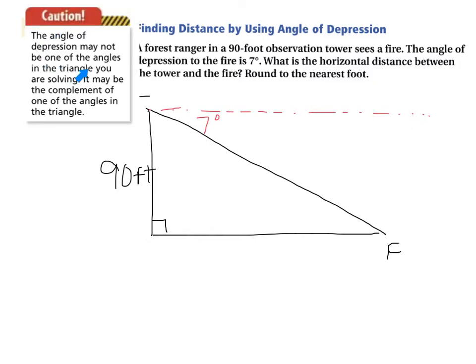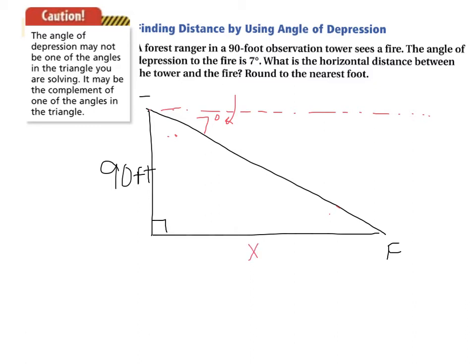The angle of depression may not be one of the angles in the triangle you are solving. It may be the complement of one of the angles in the triangle, which is the case here. So this angle is 7 degrees. Which actually doesn't matter because you may think to yourself, well, wait a minute, I don't have either of one of these angles. How can I use a trig ratio? You don't need them because I want to find x.